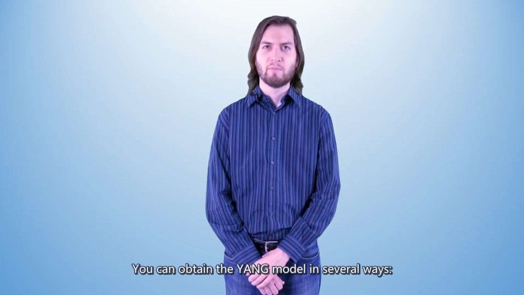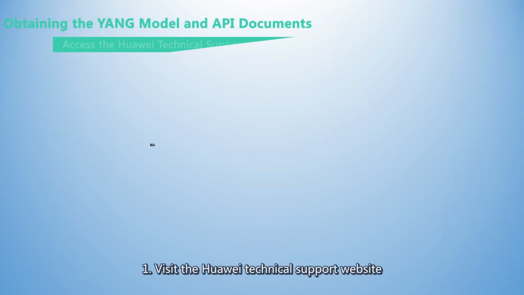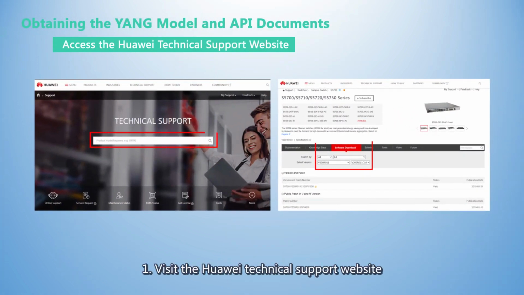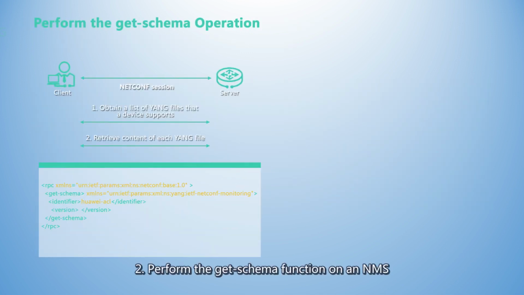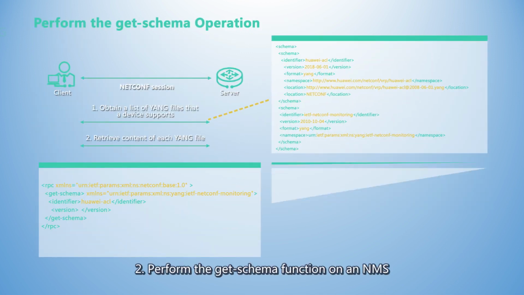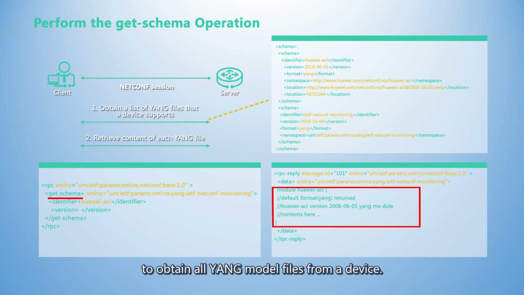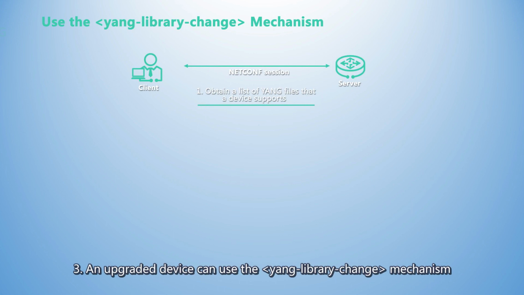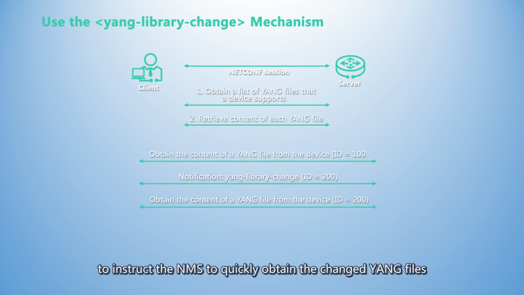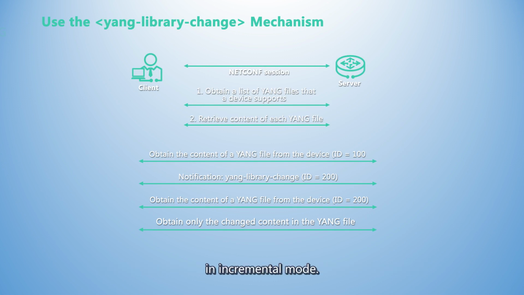You can obtain the YANG model in several ways. 1. Visit the Huawei technical support website to obtain the YANG model file. 2. Perform the get schema function on an NMS to obtain all YANG model files from a device. 3. An upgraded device can use the YANG library change mechanism to instruct the NMS to quickly obtain the changed YANG file in incremental mode.